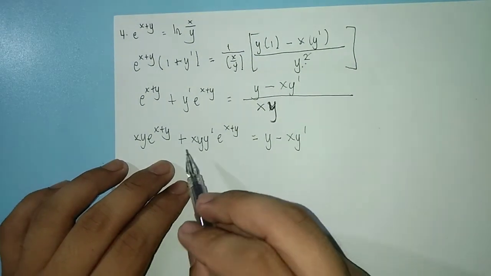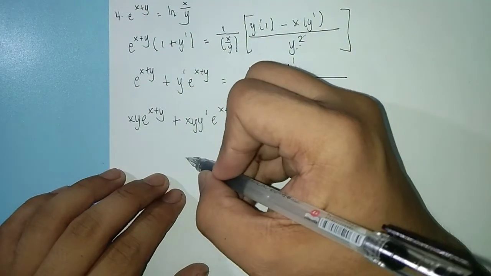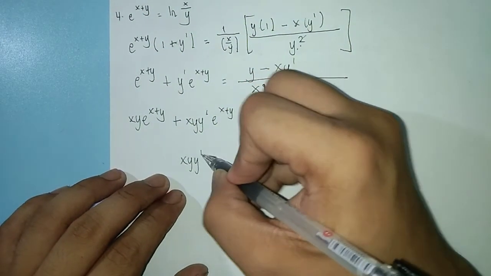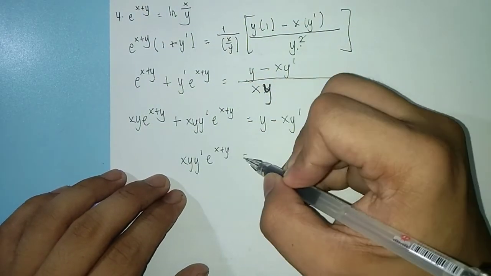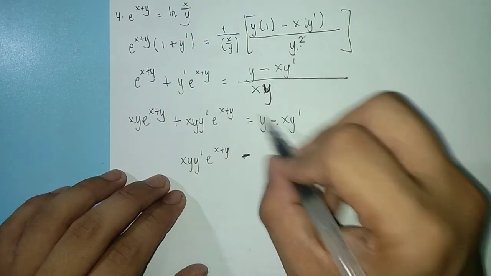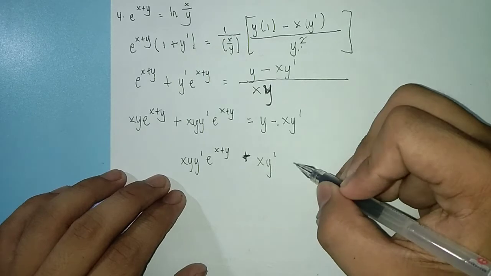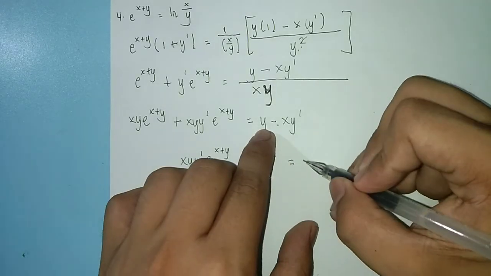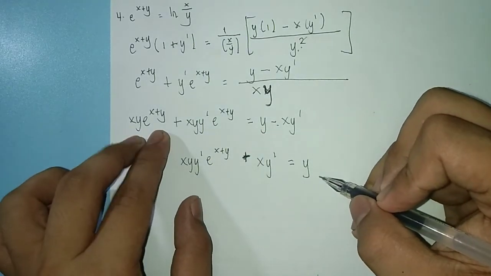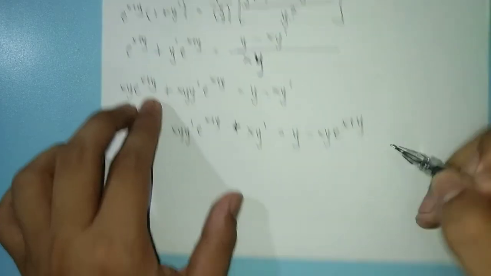So, ilipat ko sa left side yung x, yung may y prime, sa right side naman yung wala. So, magiging xy y prime e raised to x plus y plus pala, minus xy prime yan. So, magiging plus na pala yan pag nilipat natin. So, plus xy prime equals y. Ito from positive magiging negative, so minus xy e raised to x plus y.